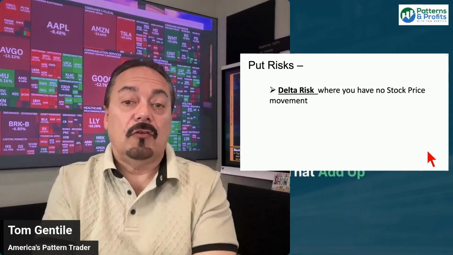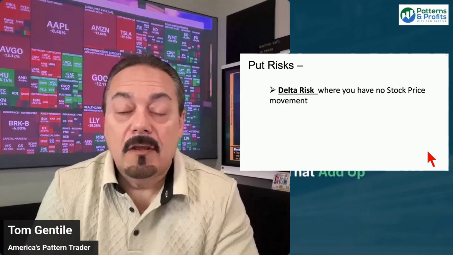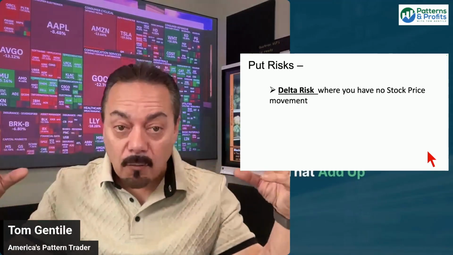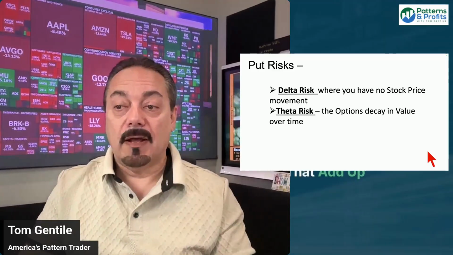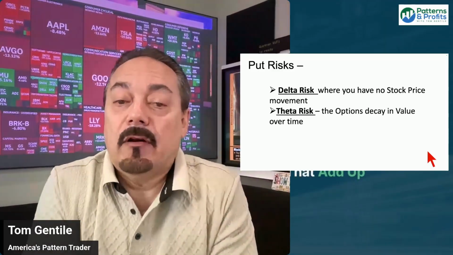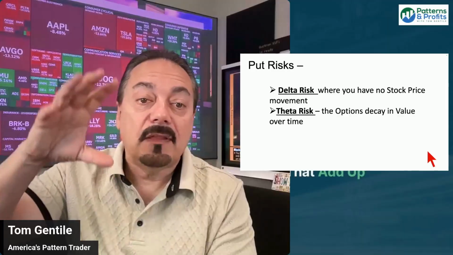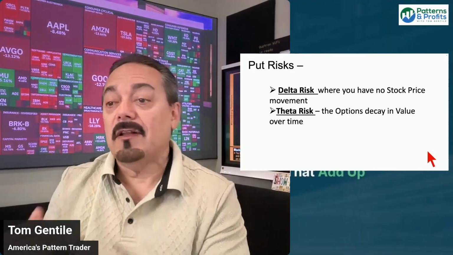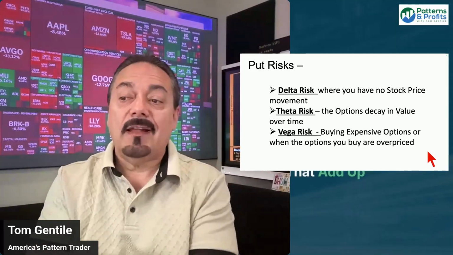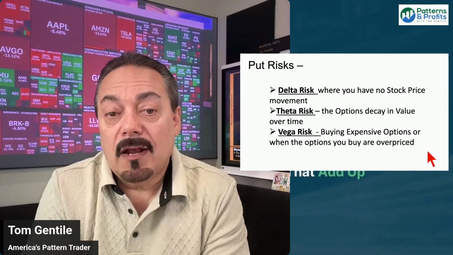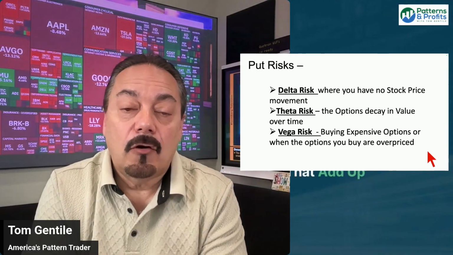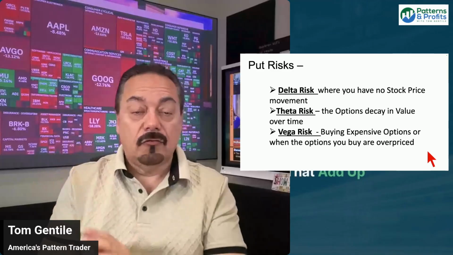Here are the risks that I think are out there. You have delta risk, where you have no stock price movement. If you buy a put that's at or out of the money and the price of the stock doesn't go anywhere, that's a risk to the put buyer. You have theta risk, where the price could go down, but the option could collapse faster than the stock moves in your favor. And then finally, you have vega risk, where a lot of us buy expensive, overpriced options. I'm going to give you an example right off the bat.